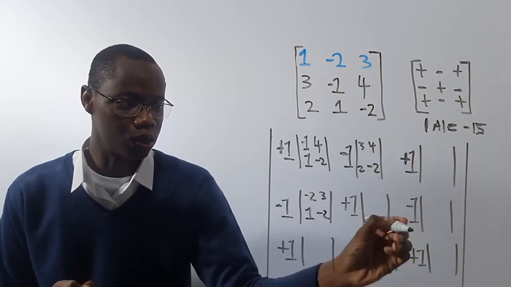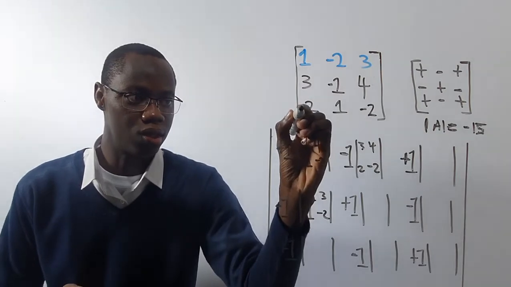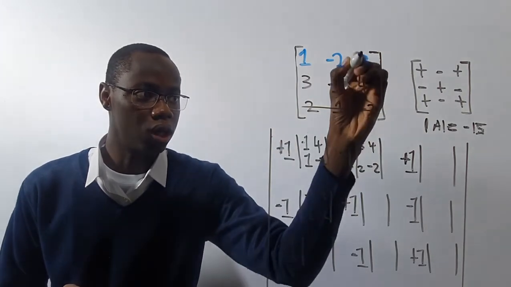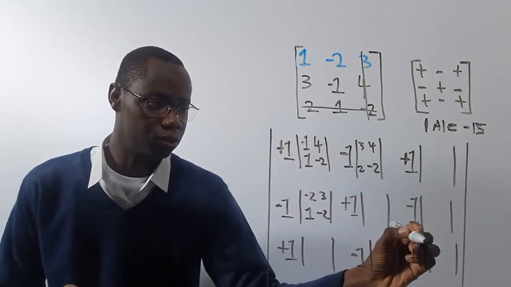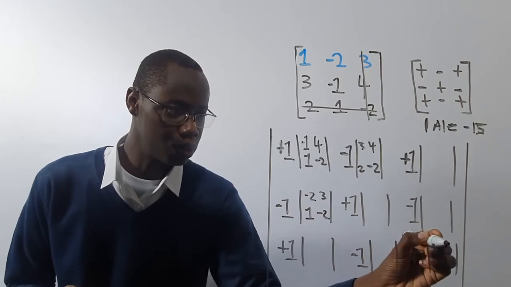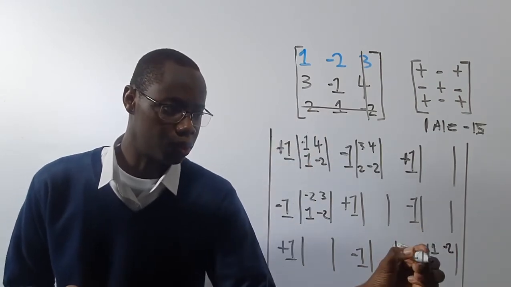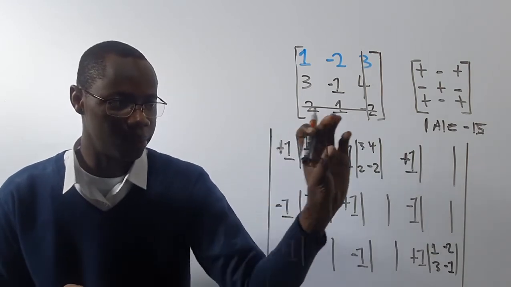So we have plus 1 and the minor. To get the minor, delete the row and the column. You can see that we're doing exactly the same. Delete the row and the column associated with this matrix. And what do you have left? We have 1, minus 2, 3, and minus 1, 3 and minus 1. Very easy. So you can get all the minors like that.